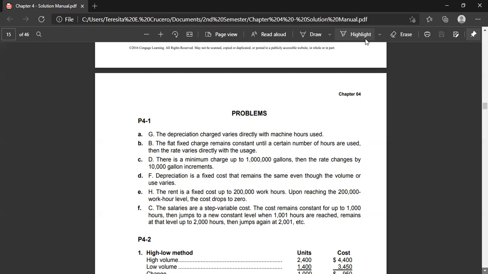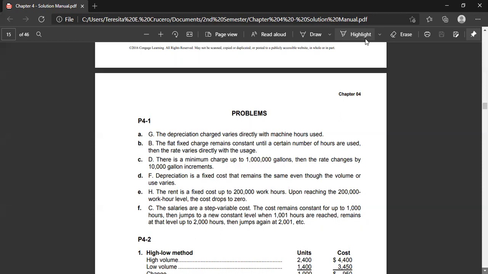Select the graph that matches the lettered cost described here, from letter A up to letter F. But we have 8 graphs, and there are only 6 items to select. So we are going to match the letter with the corresponding graph.